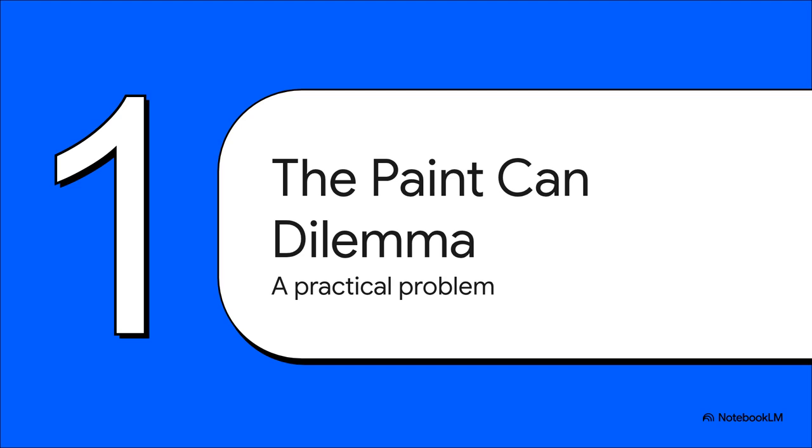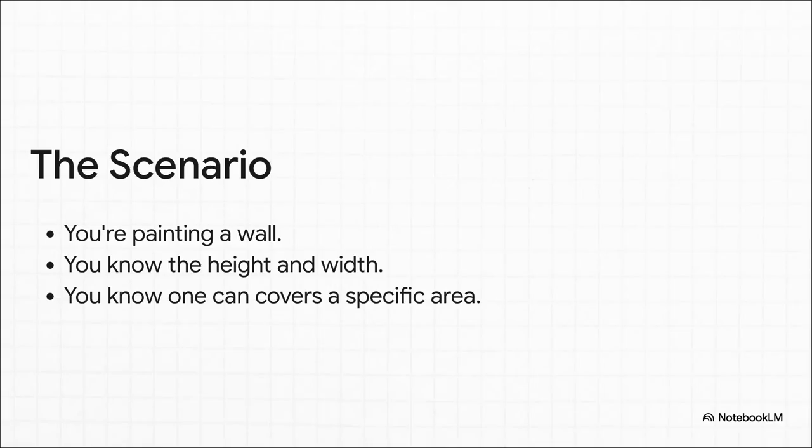Just picture this. You're at the hardware store, staring at a massive wall of paint cans. You need to paint a room, but how many cans do you actually need to buy? Guess too low, and you're making a second trip. Guess too high, and you've just wasted money. So what do we know? We've got a few key pieces of information.